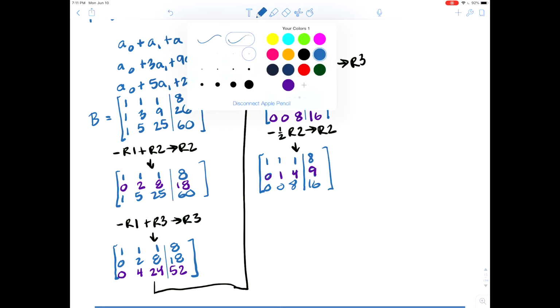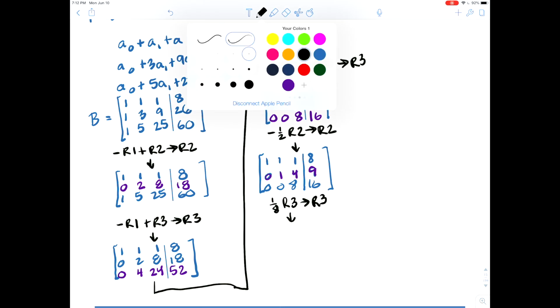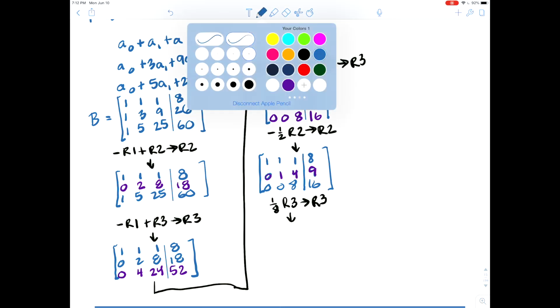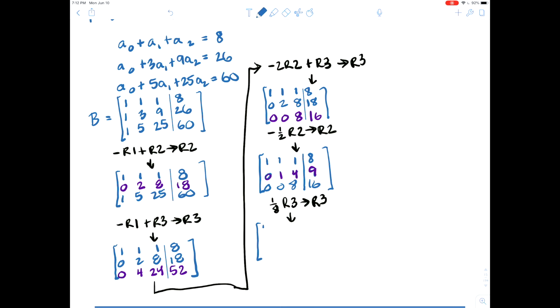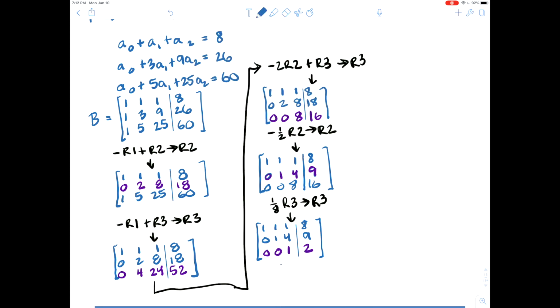And then the next step would be, we would want to get a 1 where that 8 is. So we'd say 1/8 times row 3 for a new row 3. And that will give us 1, 1, 1, 8, 0, 1, 4, 9. And our new row 3 is going to be 0, 0, 1, and 2. So now it's just a matter of back substituting.